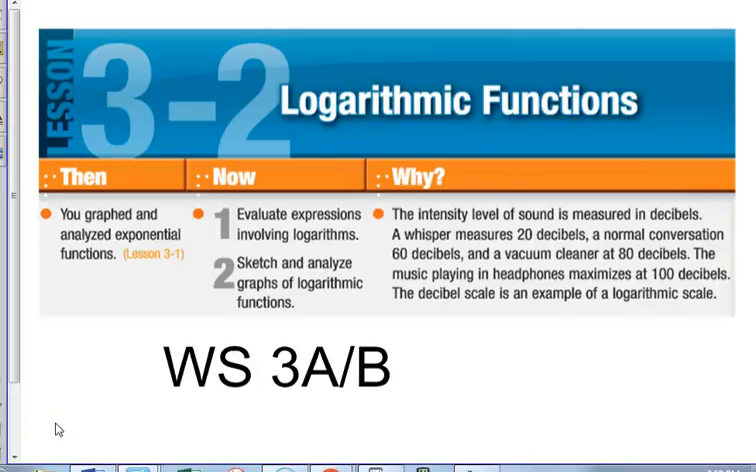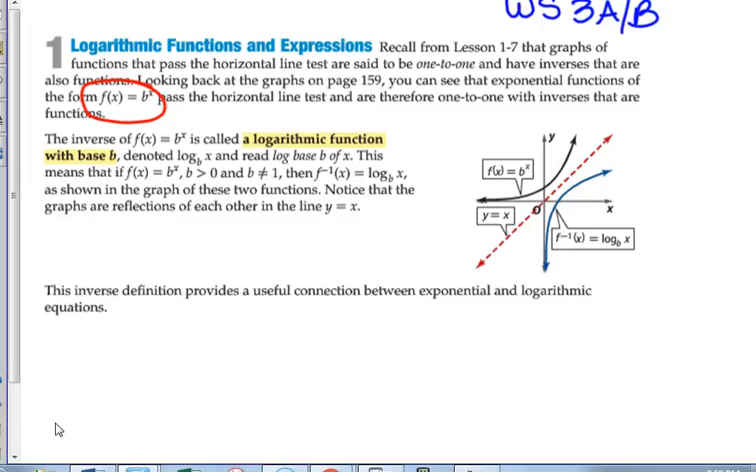We're going to talk about logarithmic functions. And then we'll go back and finish up the examples we didn't get to on the back or front, whatever, of worksheet 2, okay? Worksheet 3 just talks about the definition of a logarithmic function. The big thing you need to know is that it is the inverse of an exponential function.